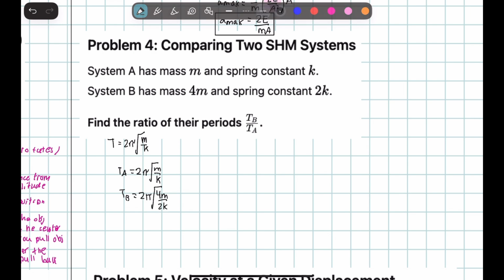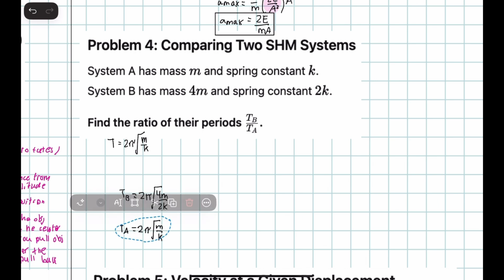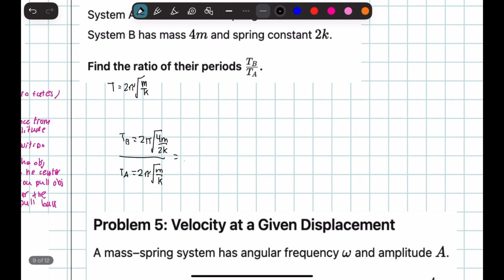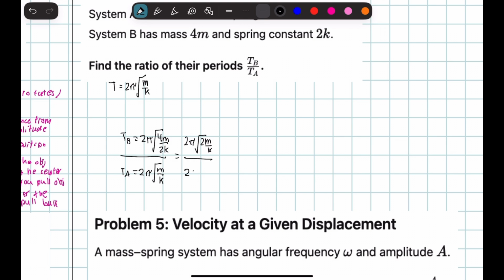Now simplifying TB, this is equal to 2 pi times the root of 2m over k, because 4 divided by 2 is 2. And now we can take the ratio of this to 2 pi root of m over k. We see that everything cancels out except for the root 2. So the ratio is equal to root 2.